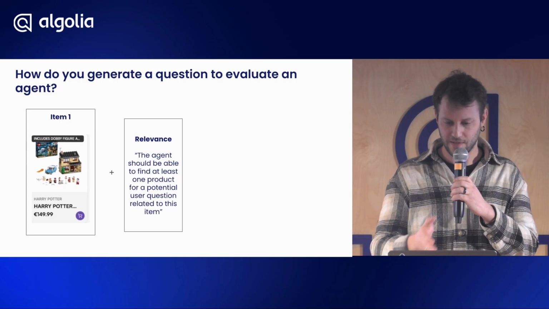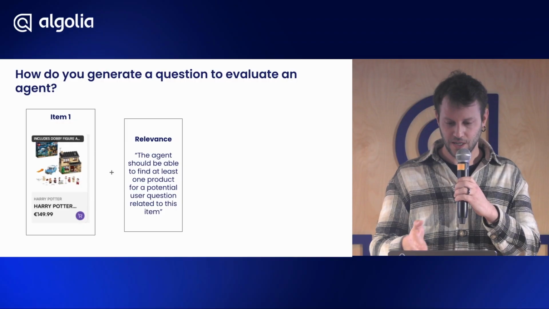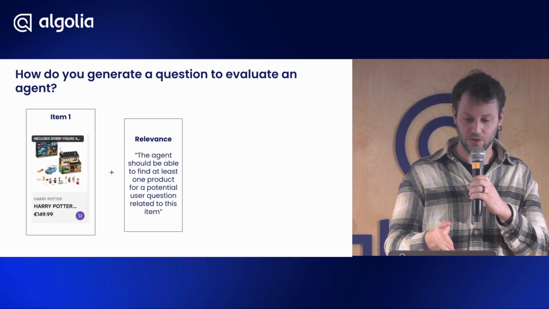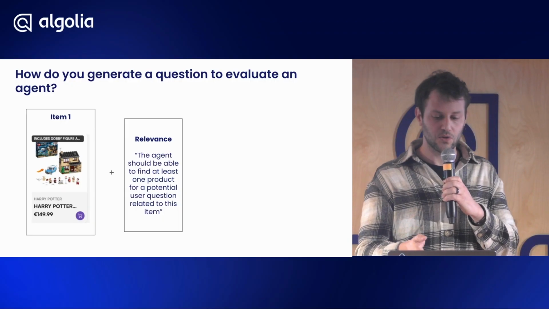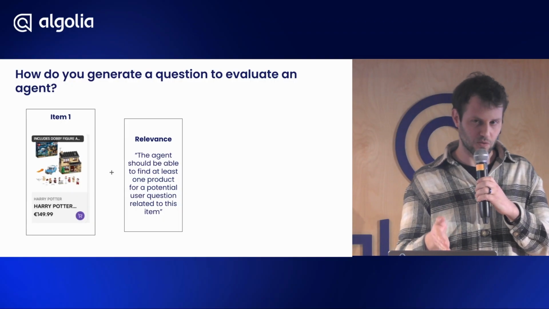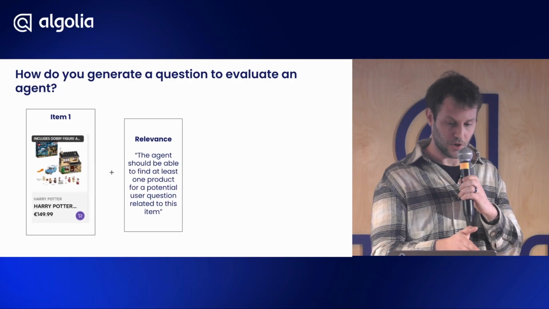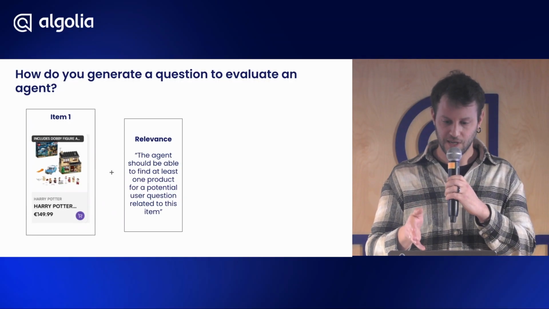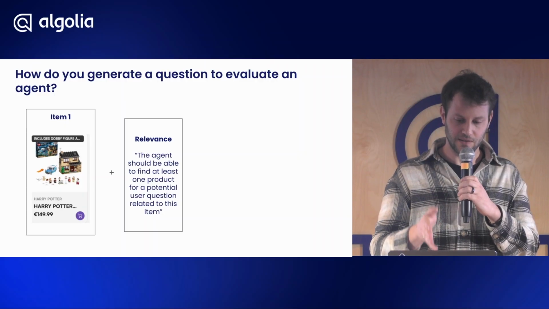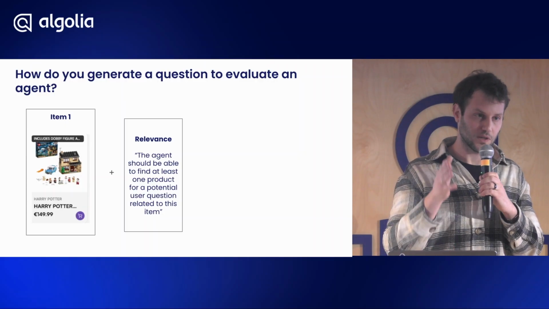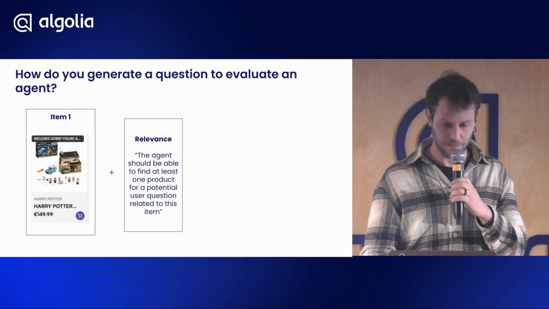So you can write this basic expectation: the agent should be able to find at least one product for a potential question related to this item. And you'll notice that this expectation is written in a generic way, right? We're not talking about the Harry Potter thing in particular. We're just saying, if there's this item, since we have it, if someone asks a question related to it, the agent should be able to find it.